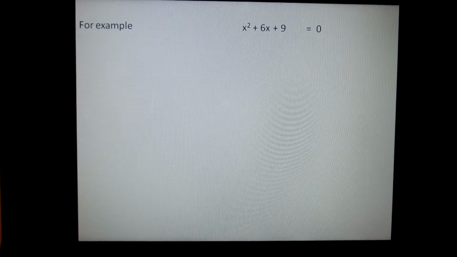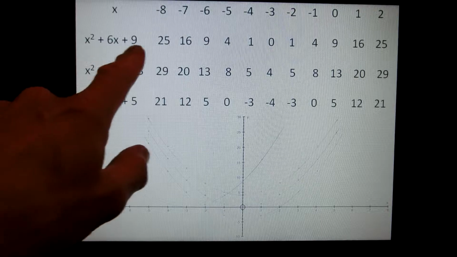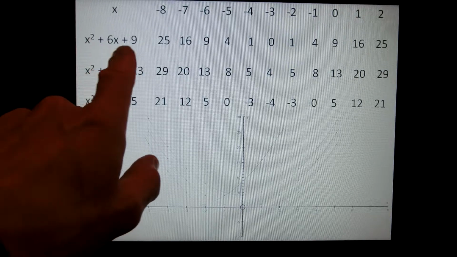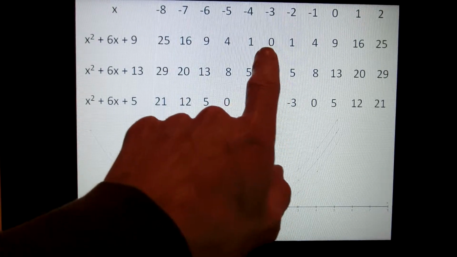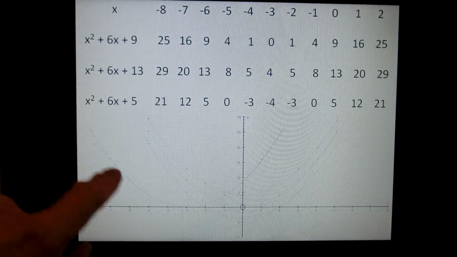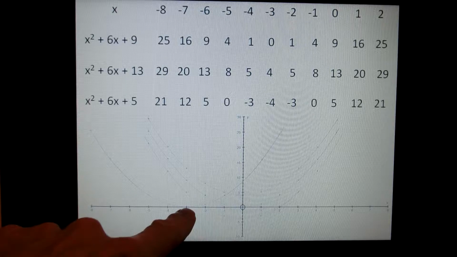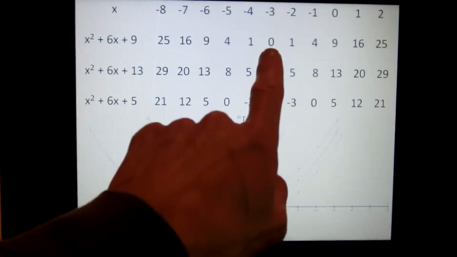Another example now: x squared plus 6x plus 9 equals 0. Here's another square or quadratic equation to solve. Let's look back at the table of values just to see how this expression changes. What happens is this expression is equal to 0 at one point, but only one point. The graph here shows how the expression fluctuates in value, and it does reach 0, but only at one point. So there's only one value of x that makes the expression worth 0.